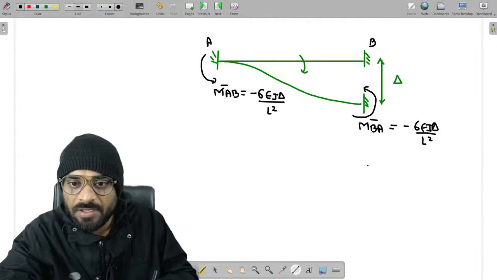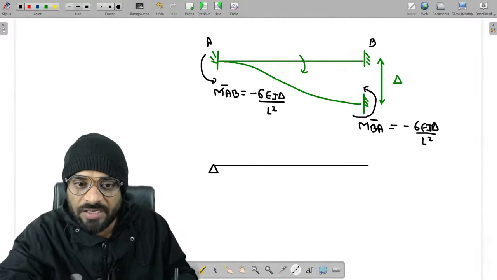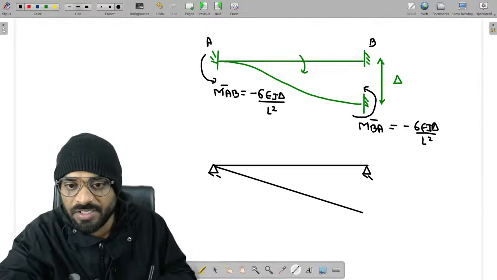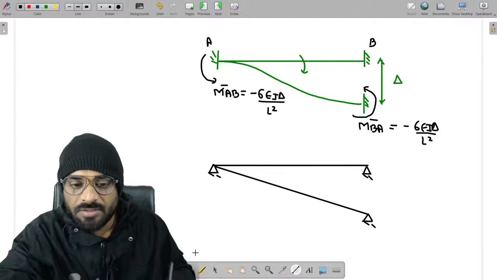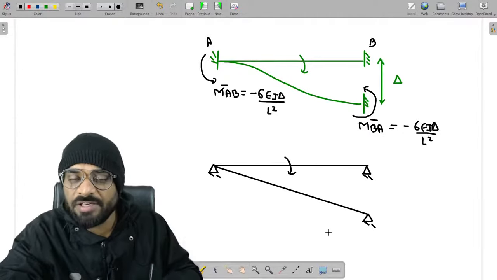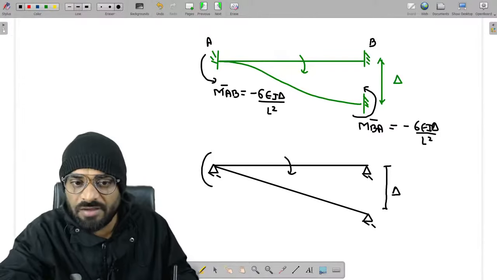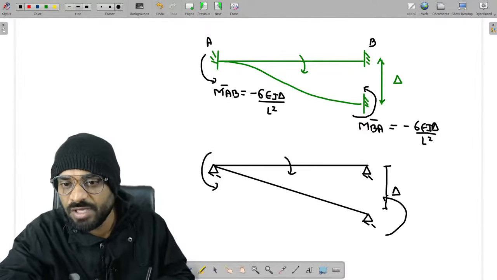Getting a point? Let us suppose, guys, both the ends are hinged. In that particular case, what will happen? No moment will develop. Still we have some settlement of support, but no moment will develop over here. It should be 0, and this is also 0.